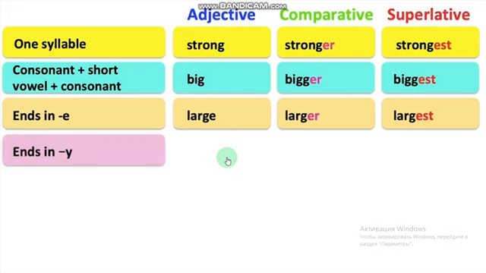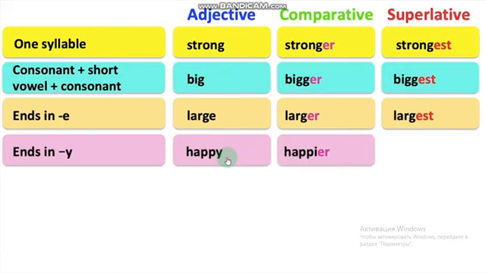For two-syllable adjectives ending in the letter Y, we remove the letter Y and add the letter I before the ending. For example, happy. The comparative adjective is happier. So as you can see, we've replaced the letter Y with the letter I and added the ending er. Again, I've replaced the letter Y with the letter I and added est, happiest.